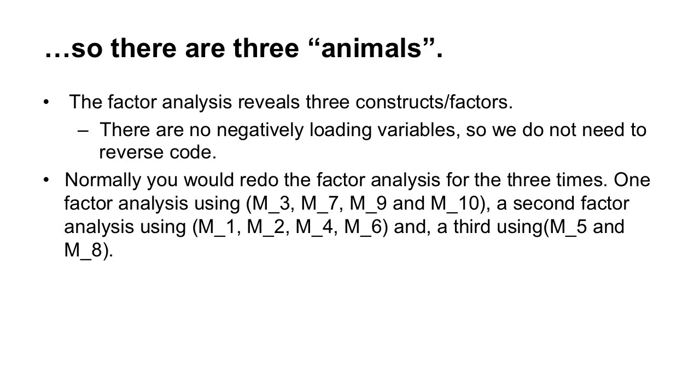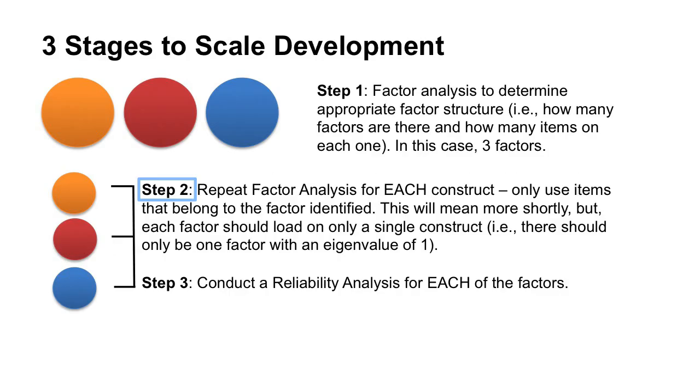So at this stage, knowing that we have 3 animals, we would redo the factor analysis 3 more times: one for the first factor, M3, M7, M9, and M10, another for the second factor using M1, M2, M4, and M6, and again for the third factor using M5 and M8. So this takes us to the second step, repeating the factor analysis for each construct, only using those items that belong to the factor identified. This will mean more shortly, but each factor should load only on a single construct. In other words, there should only be one factor with an eigenvalue of 1 or greater.